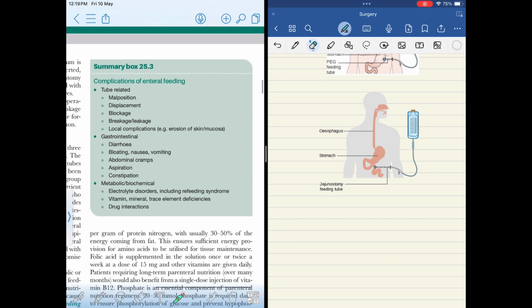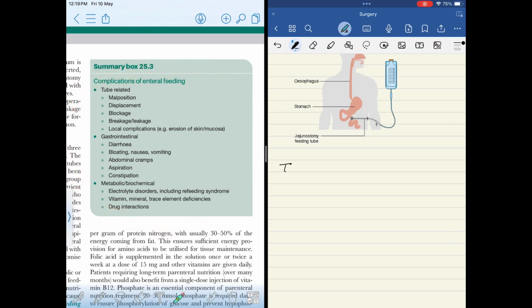Now discussing the complications of enteral feeding. You should learn this table. We have the tube related complications, the gastrointestinal complications, metabolic or biochemical complications. What all comes in tube related complication? There can be malposition of the tube, displacement of the tube, blockage of the tube, breakage or leakage of the tube, and local complications such as erosion of the skin or mucosa.